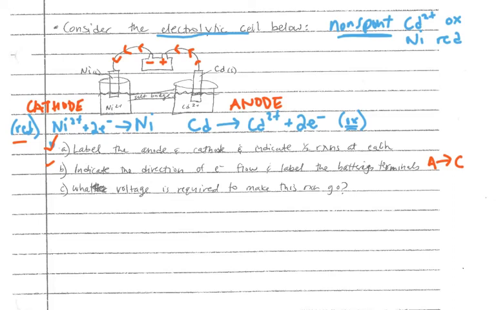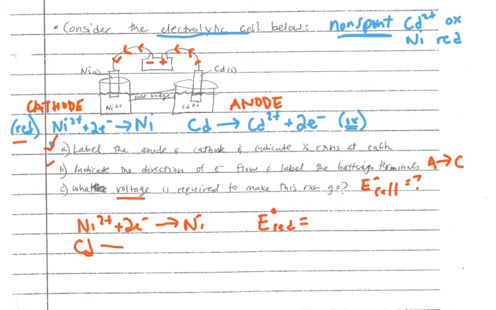And then finally, what voltage is required to make this reaction go? Volts. How many volts? In other words, we need to know what is the E cell. It's asking us for the cell potential. So we actually need to solve that. So we've got these two half reactions. Nickel 2 plus, 2 electrons. All right, this is the reduction reaction. So we'll get the reduction potential directly from the table.